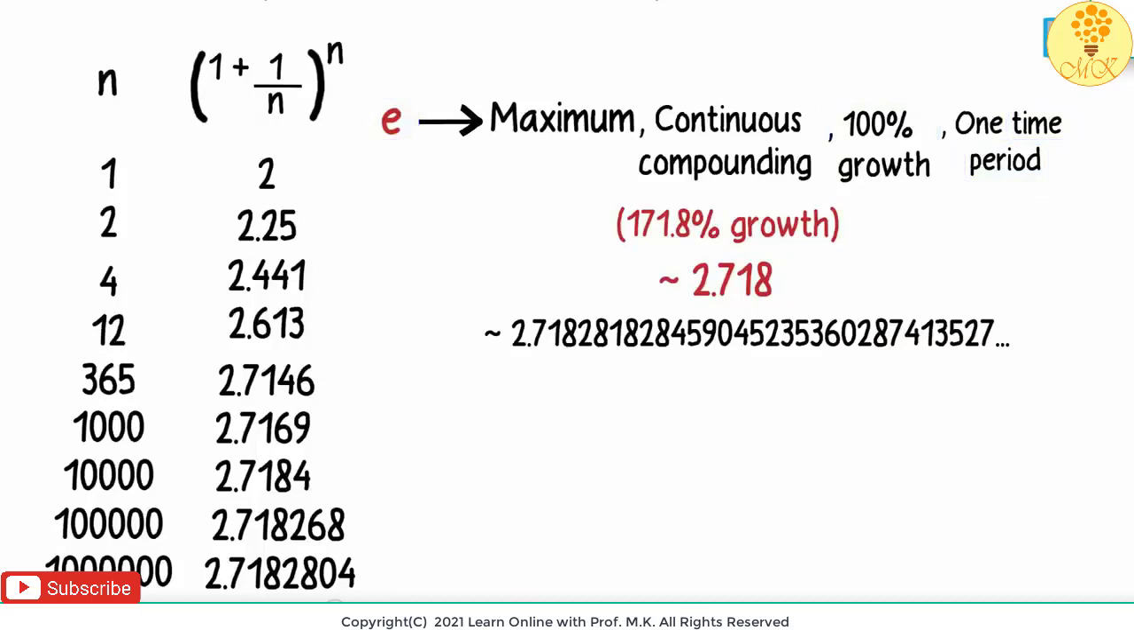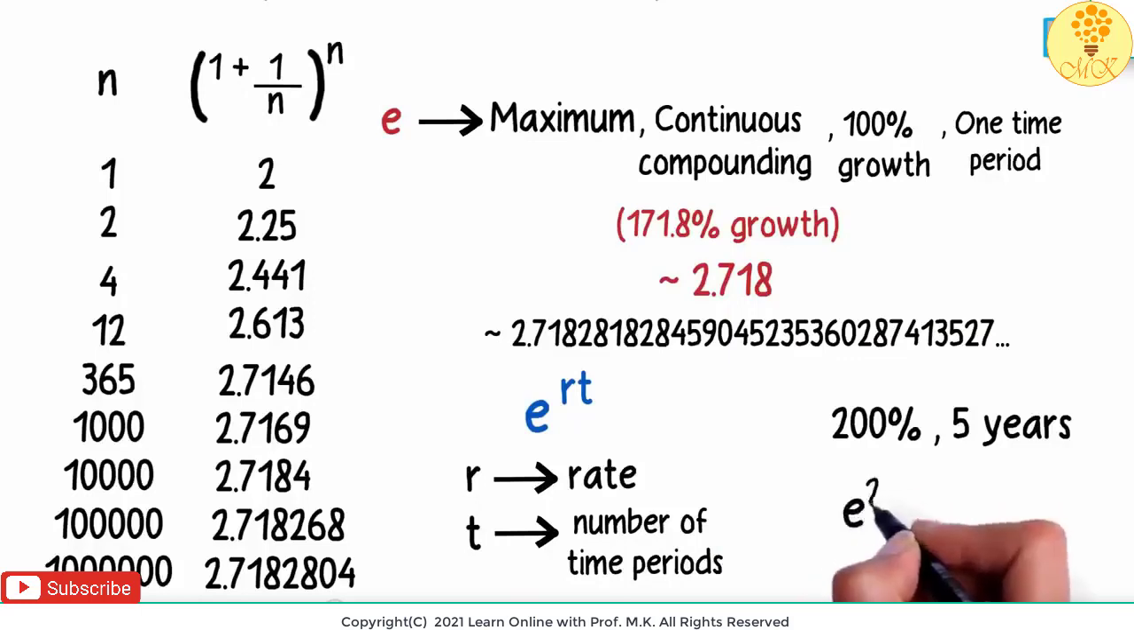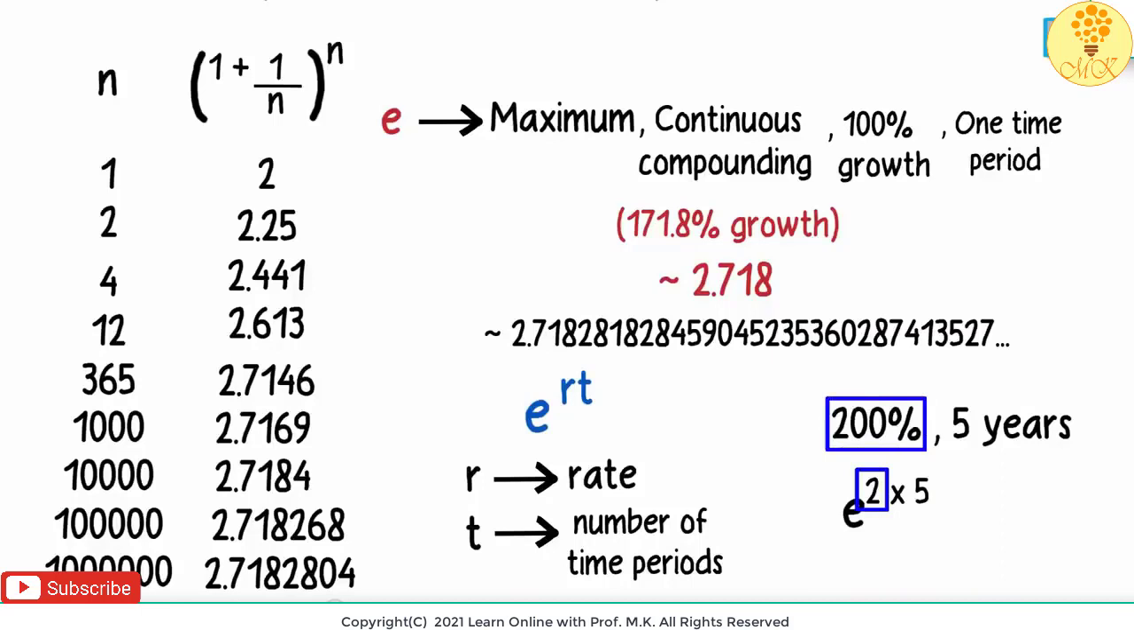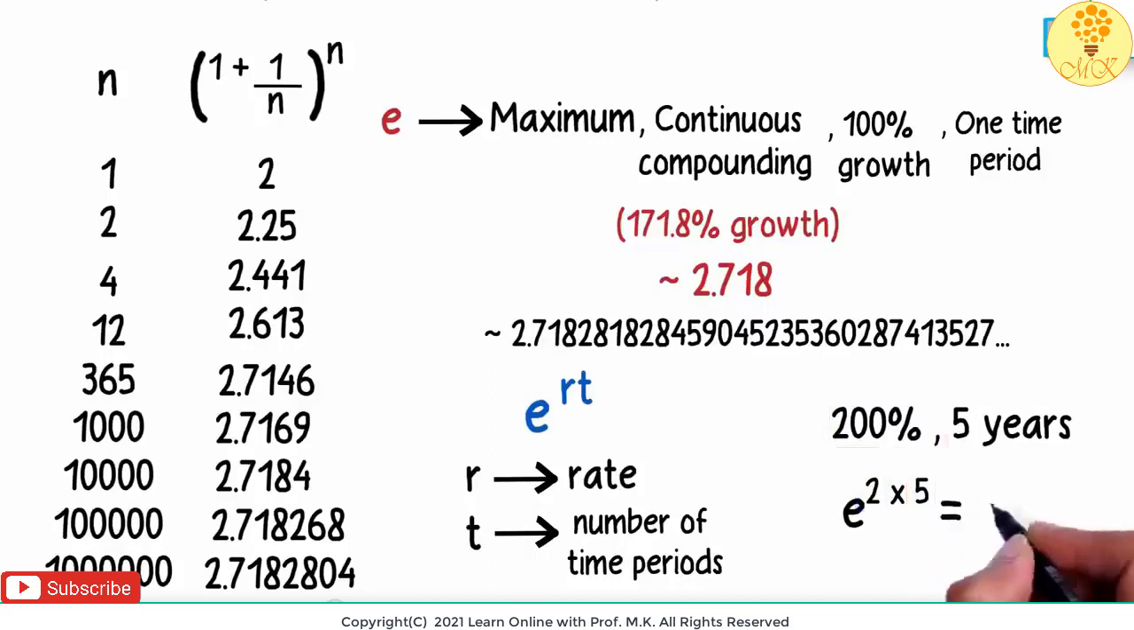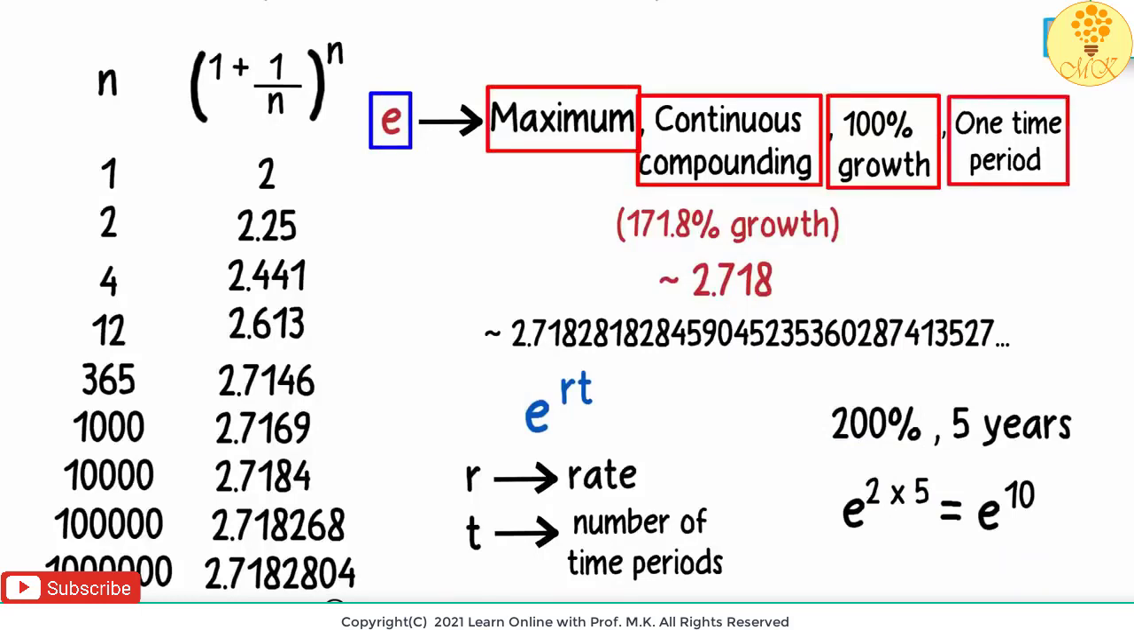In general, the growth after continuous compounding is given to us as e to the power r times t, where r is the rate and t is the number of time periods. So if we have a 200% growth for 5 years, then it would be defined as e to the power 2 times 5. We raised e to 2 to include 200% growth and we raised it to 5 as there are 5 time periods. It'll give us e to the power 10. E is nothing but the maximum possible result after continuously compounding a 100% growth over one time period.